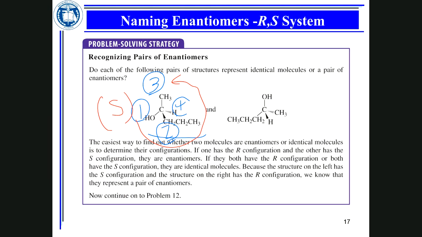So since you gave me the priority, I'm going to put it already: 1, 3, 2, and 4. If you are moving from 1 to 2 to 3, it is moving counterclockwise. Is the configuration R or S for the compound on the right? The move is counterclockwise. Is this R or S?